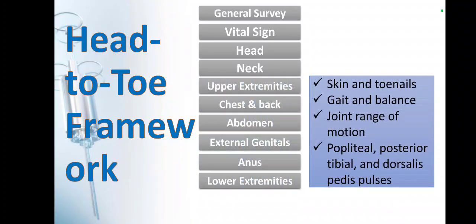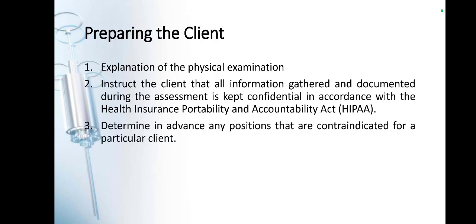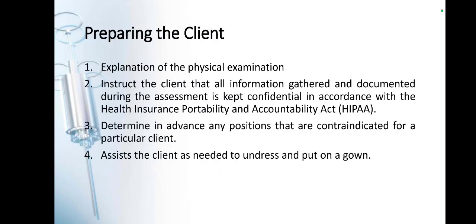This includes the skin, the toenails, the gait and balance of the patient, the joint range of motion, and the popliteal, posterior tibial, and dorsalis pedis pulses. Using this sequence helps us ensure that no body system is overlooked. This is what we call the cephalocaudal approach, or head-to-toe assessment. Now, let's talk about the things we need to prepare before doing the head-to-toe assessment.